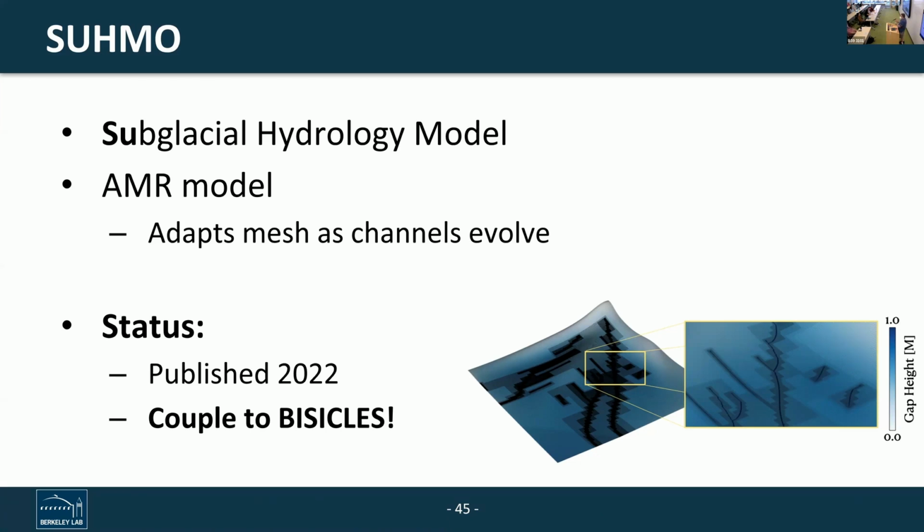So basically you start with no water, you start having these point sources of water where ice is making its way to the bed, and then it forms these channels, like you can see in this one, and you use AMR to resolve these channelized regions. It's actually really neat. It's fairly recent. We're still trying to couple this to BISICLES, so it's a new thing, but it's one of the things we're doing.